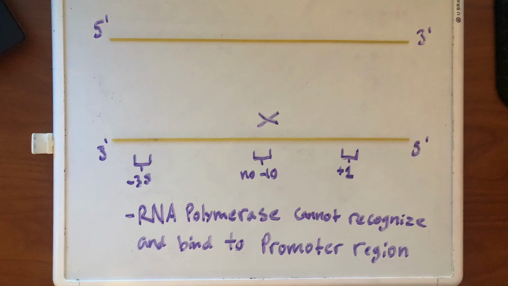So let's say that the -10 box is deleted from a gene that codes for an enzyme that metabolizes sugar. If this happens, then the sigma factor of the RNA polymerase will not be able to recognize and bind to the promoter region of the DNA strand. And if the RNA polymerase cannot bind, it will not transcribe the DNA into RNA.